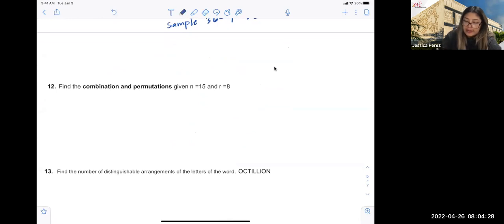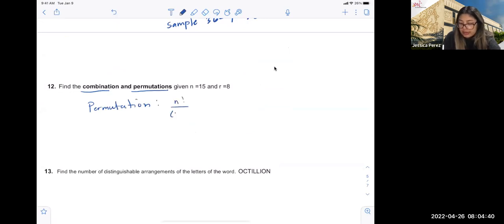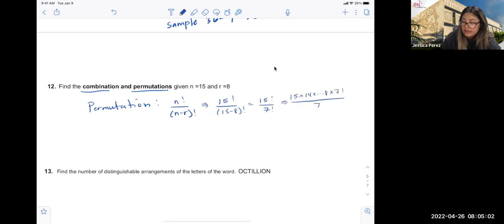All right, find the combination and permutation given n and r. So the number for a permutation is n factorial over n minus r factorial. We have 15 factorial over 15 minus 8 factorial. We have 15 factorial over 7 factorial. We would have 15 times 14 times dot dot dot 8 times 7 factorial all over 7 factorial.